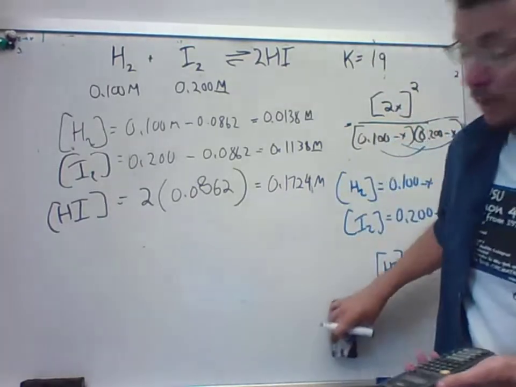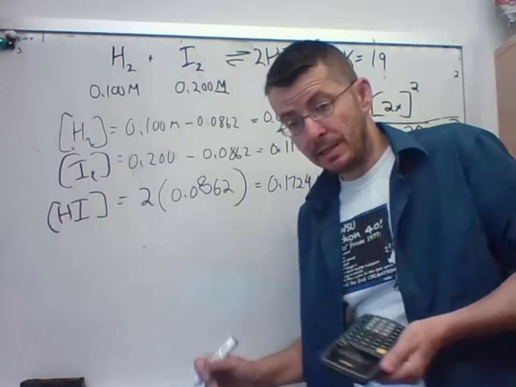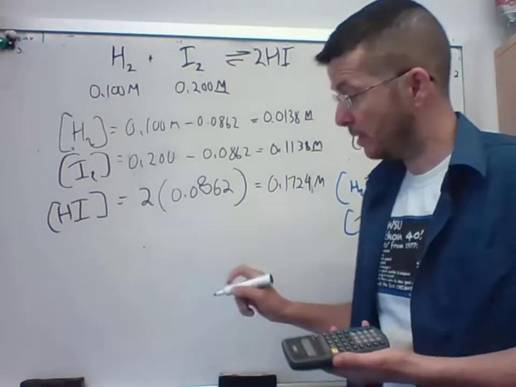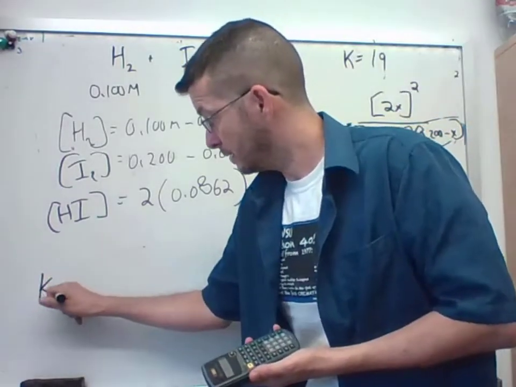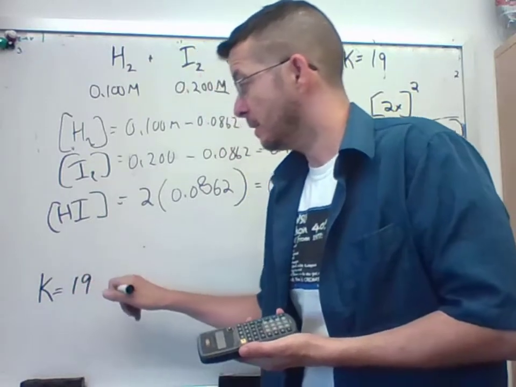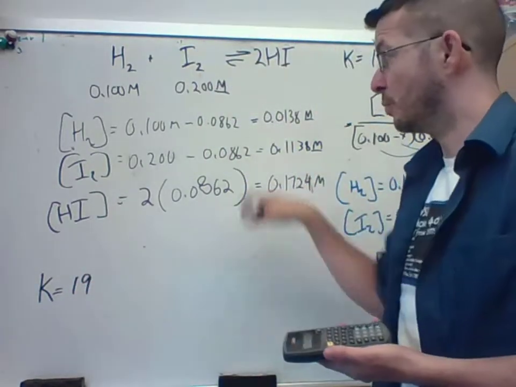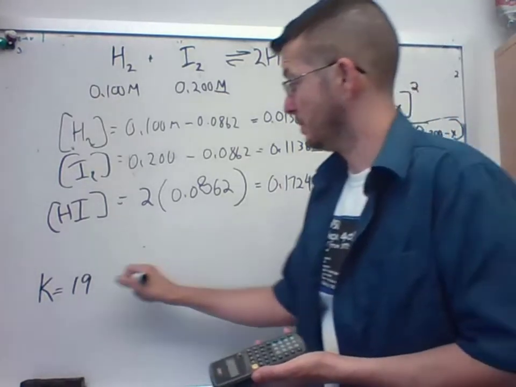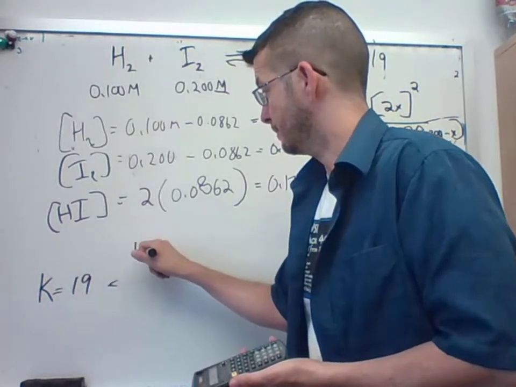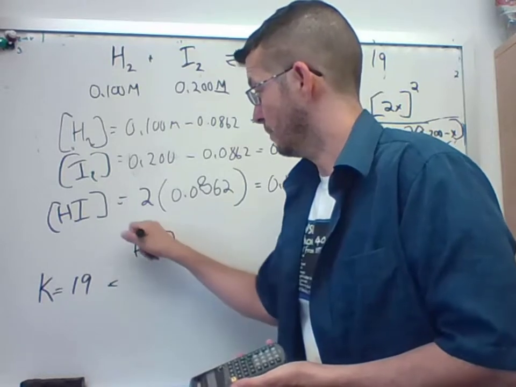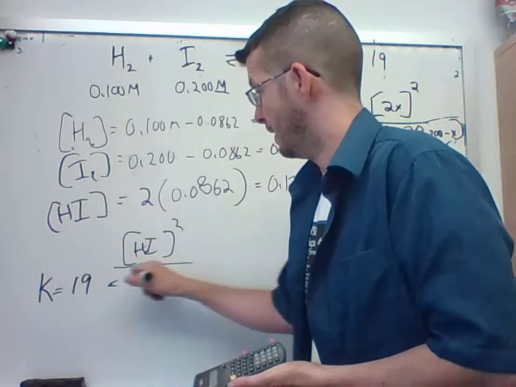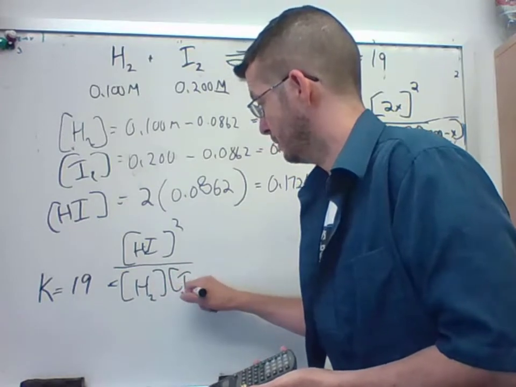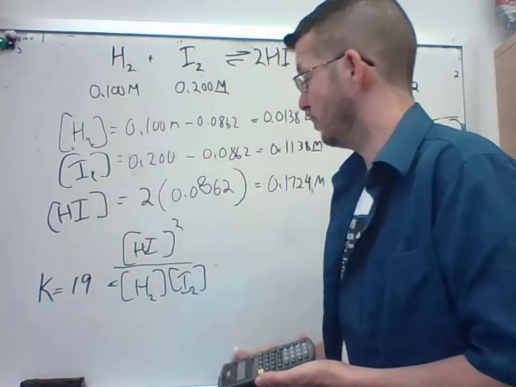Now here is the important part. Do the answers make sense? The only way to tell is just to check. We know K should be equal to 19, so if we plug these values into their appropriate spots in the equilibrium expression, HI squared divided by H2 times I2, they should equal 19.